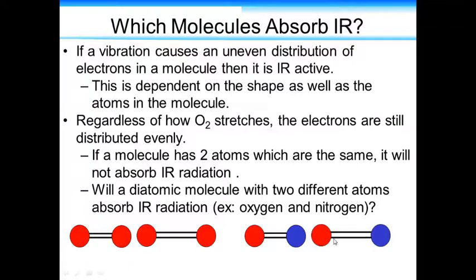So now when we pull them apart, do we still have the same distribution of electrons? Well, the answer is no. If these atoms have different properties and different pull on the electrons, when you start moving the oxygen away from the nitrogen, it's going to grab more of the electron cloud and bring it towards itself. So, in fact, any diatomic molecule with two different atoms will absorb IR radiation, such as carbon monoxide.